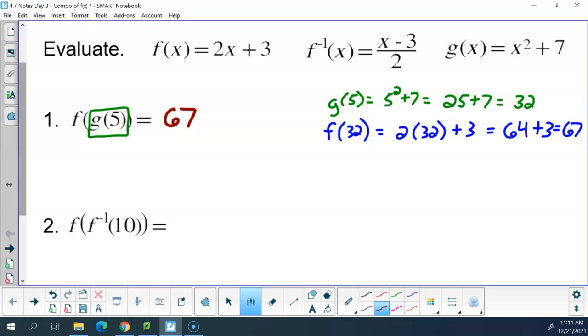Alright, f of f inverse of 10. What do we do? Start by f inverse of 10. Start by f inverse of 10. What is f inverse of 10?